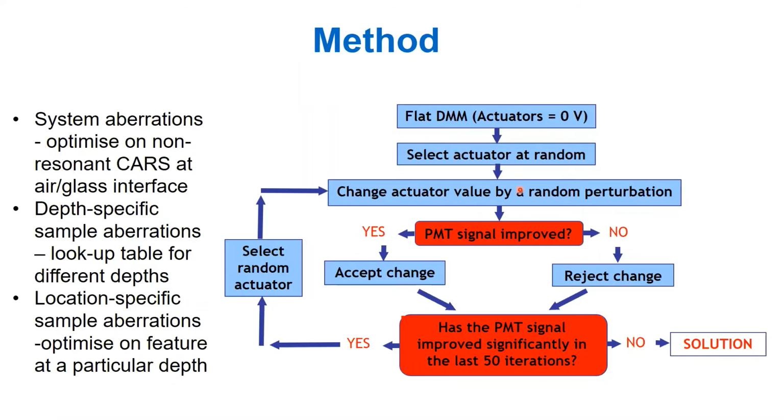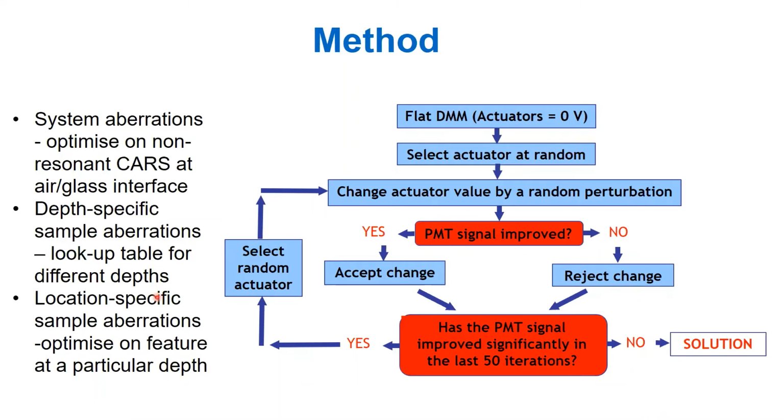The algorithm that we used at that time was a fairly straightforward random search algorithm. We had a deformable membrane mirror that had 37 actuators. Our algorithm would choose an actuator at random, and change the value on that actuator by a random amount. It would look at the signal coming back from the photomultiplier tube and decide if it had increased or decreased. If it had increased, it would accept the change. If it had decreased, it would reject the change. And then it would go back around that loop again. If it had tried this loop 50 times and hadn't managed to make an improvement in signal intensity, then it would say that it had reached the solution, and it would finish the optimization algorithm there.